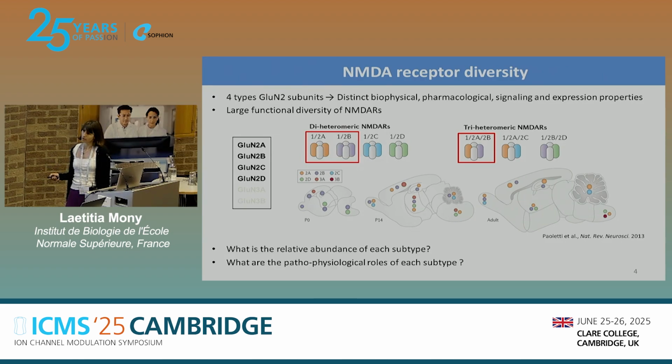And so the question that we ask is what is the relative proportion of these different subtypes in different brain regions, and what are the pathophysiological roles of each subtype? I mean, can we attribute one subtype to a specific physiological or pathological role?